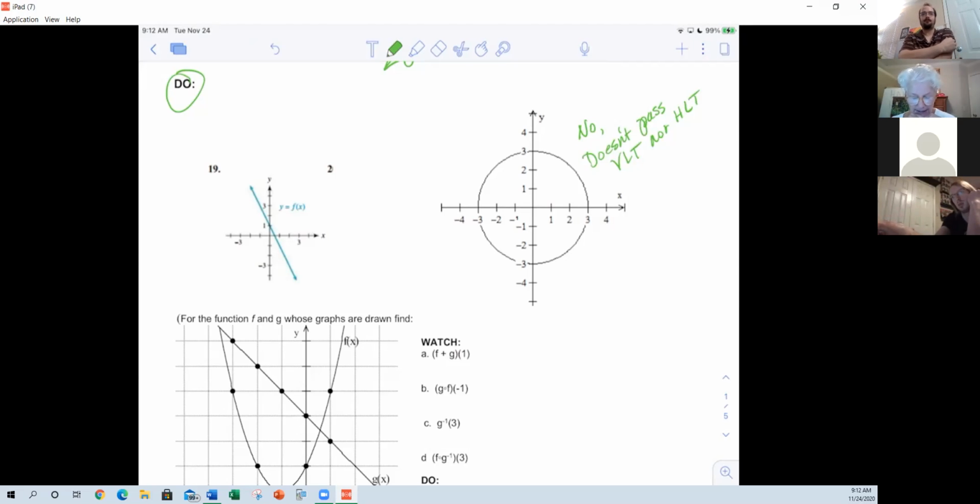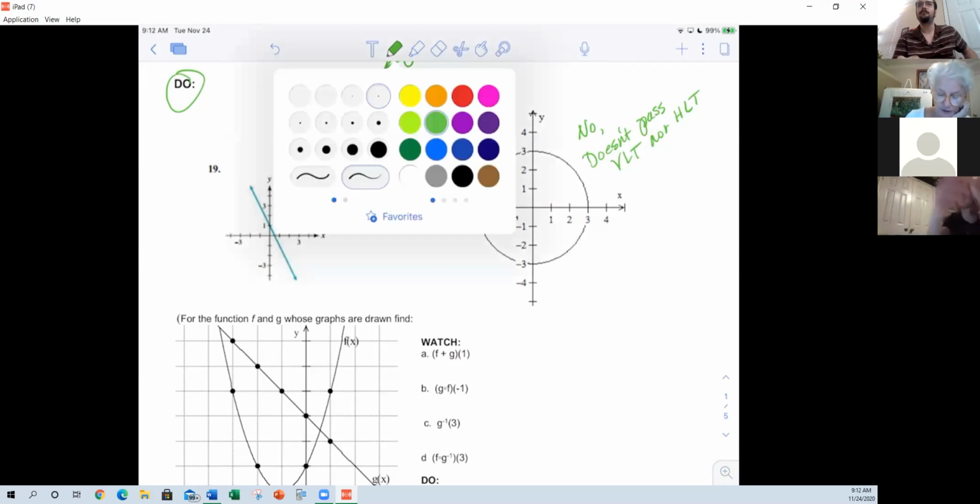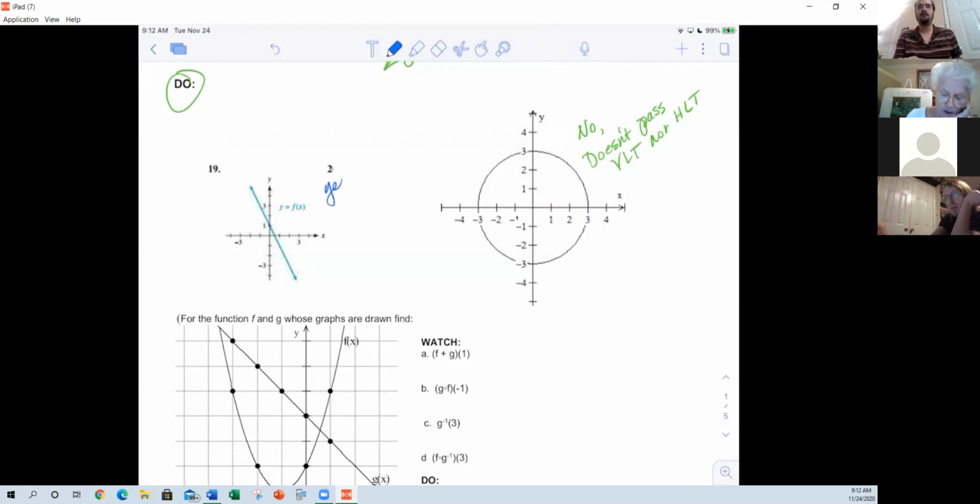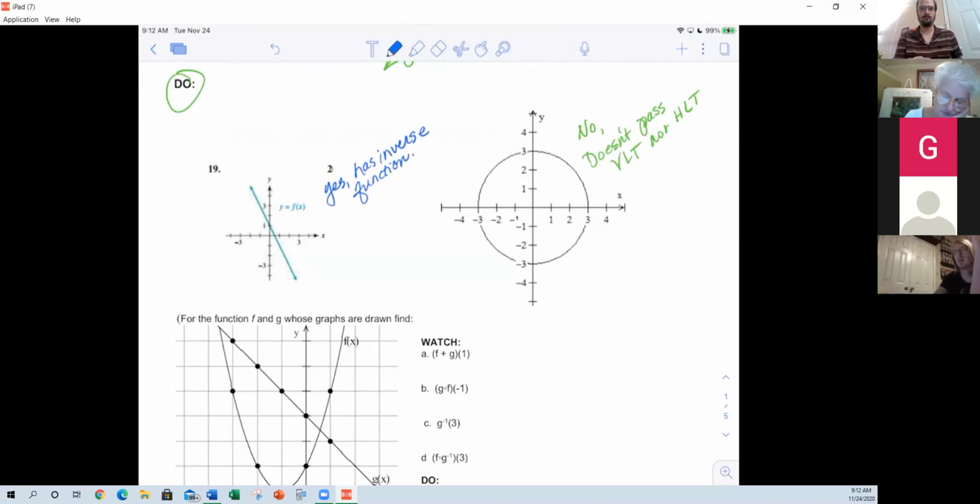So what about number 19? It is a function, yes. Why? It has an inverse function. Right. Why does it have an inverse function? Because it passes the horizontal line test. Yes. And then I think Timothy or somebody told me earlier, you could also say because the y values do not repeat.